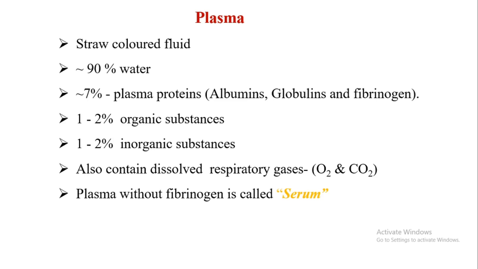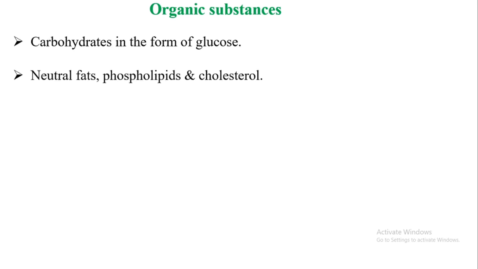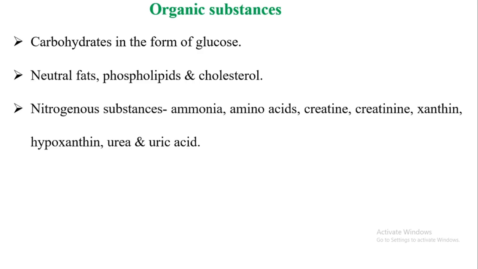If it contains fibrinogen, then it is plasma, and if there is no fibrinogen, then the plasma itself is called serum. The organic substances present in the plasma include carbohydrate in the form of glucose, then natural fats, phospholipids and cholesterol, then nitrogenous substances like ammonia, amino acid, creatine, creatinine, xanthine, hypoxanthine, urea and uric acid.